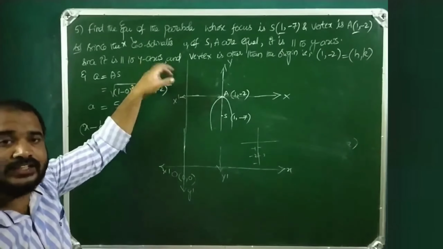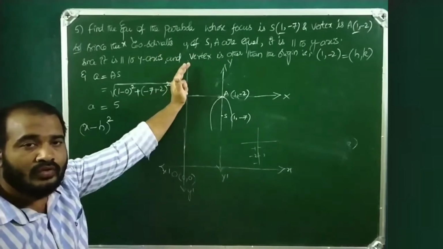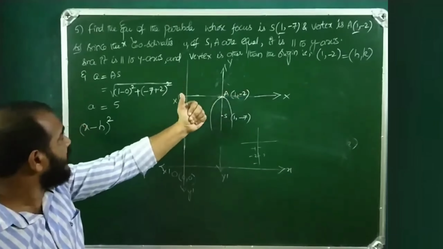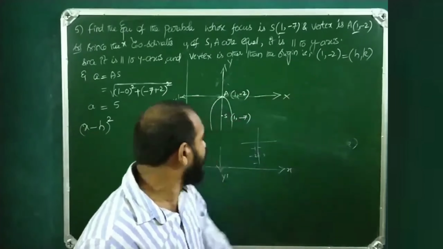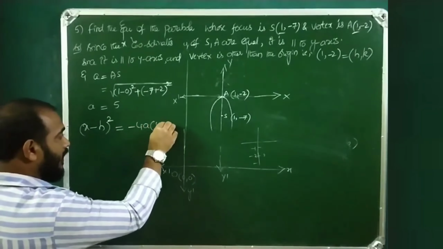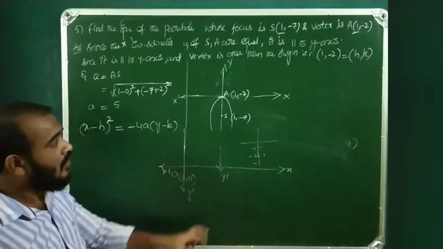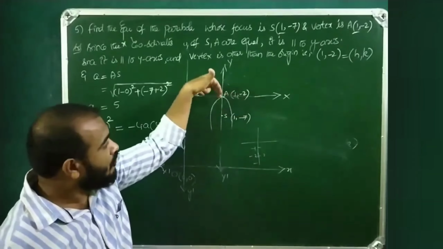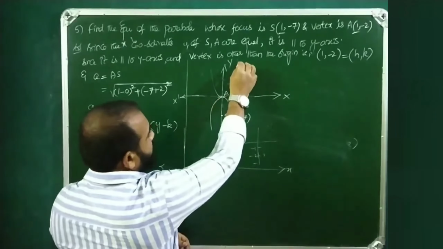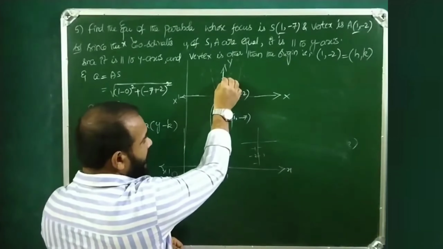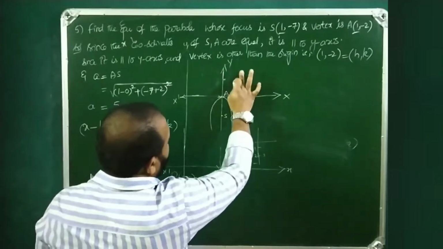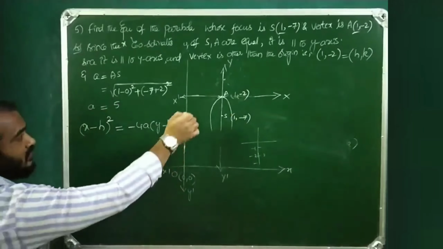Symmetric about the y-axis means x power even, so x square equals 4ay or x square equals minus 4ay. Here the vertex is other than origin, therefore it is (x minus h) whole square equals minus 4a into (y minus k). Why minus 4a? Because (1, minus 2) is above, therefore the vertex is below. The vertex is not here. Had it been here, then it would have been plus 4a into (y minus k). Therefore this is cleared.